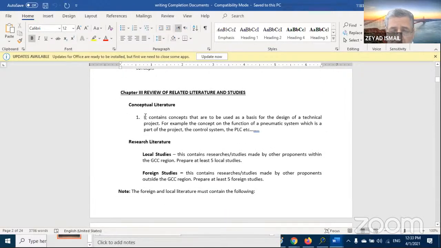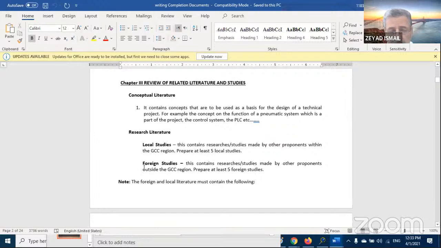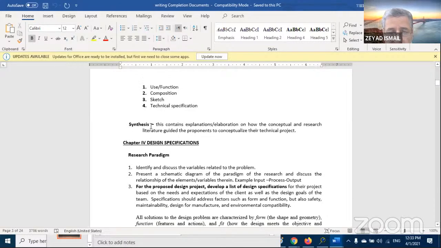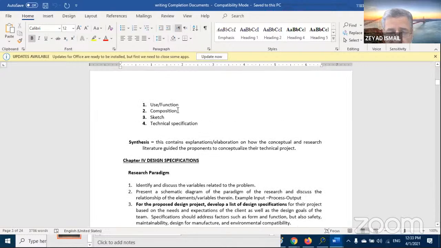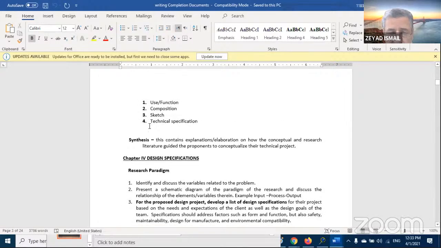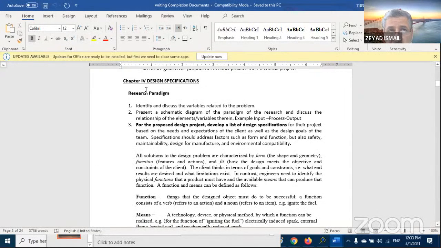Chapter 3 will be the literature review, the conceptual literature, and there will be background literature, which includes local and foreign studies. And this will include use of function, composition, sketch, technical specification, all within this chapter. At the end of the chapter, there will be a synthesis of his work. Chapter 5 will include the design specification.